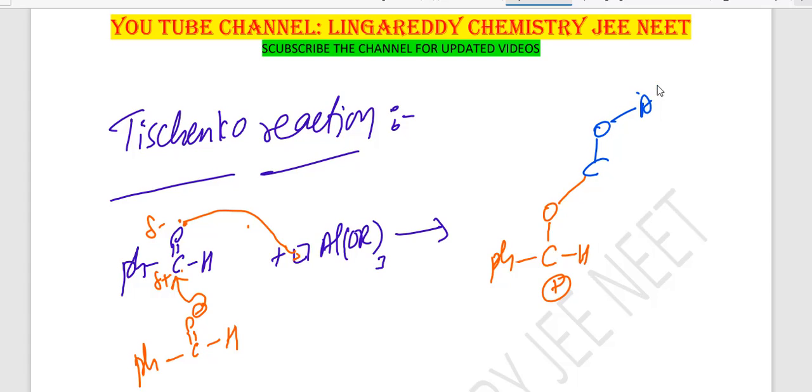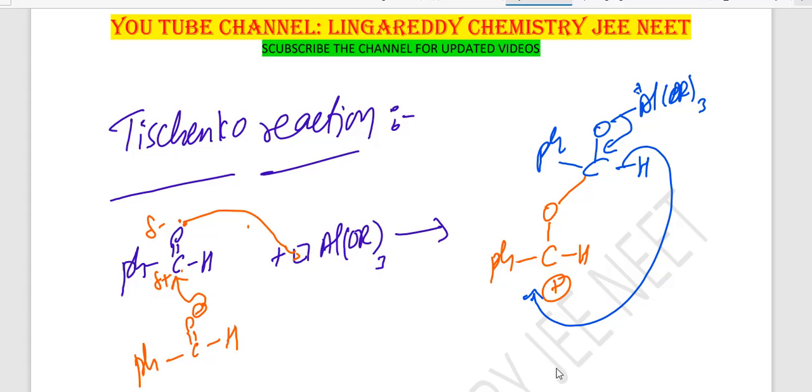Here it is aluminum taken thrice, plus PH and H. Okay, this is the reaction. This one is attacking here because aluminum is attacked here. Now, whenever it is coming back, this hydrogen is shifted to here. This hydrogen is shifted to here.